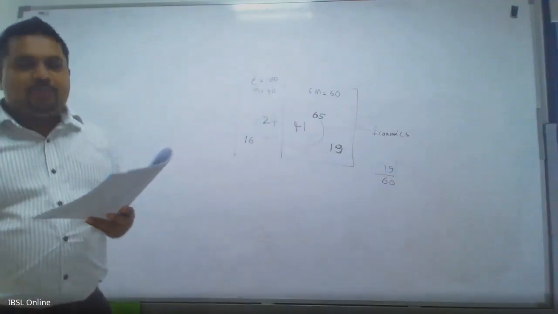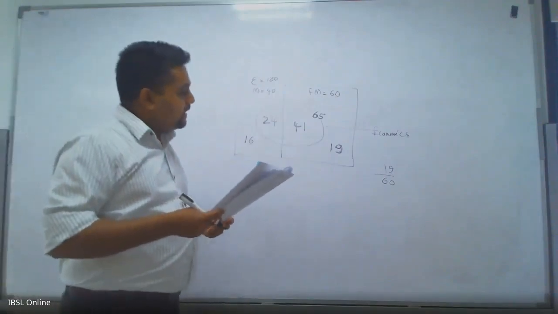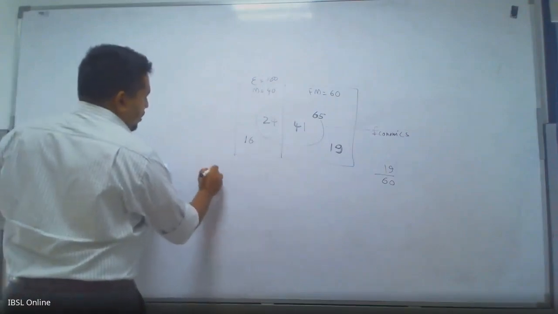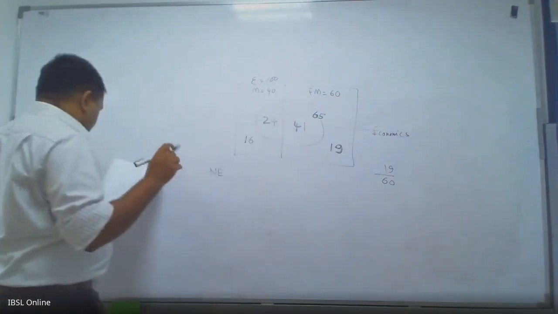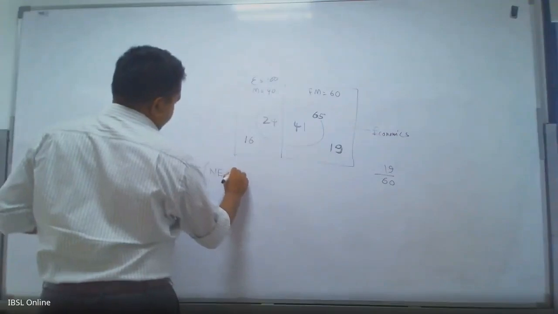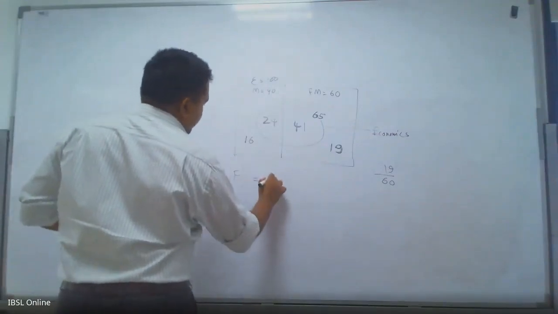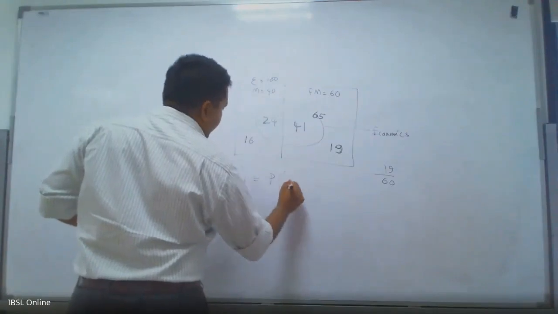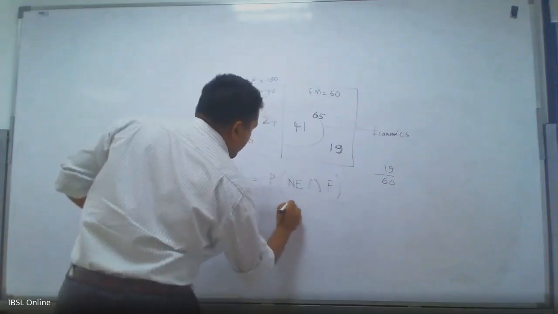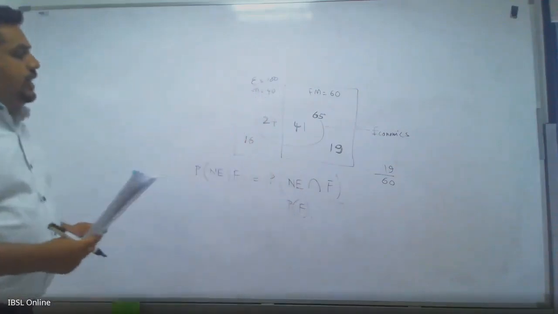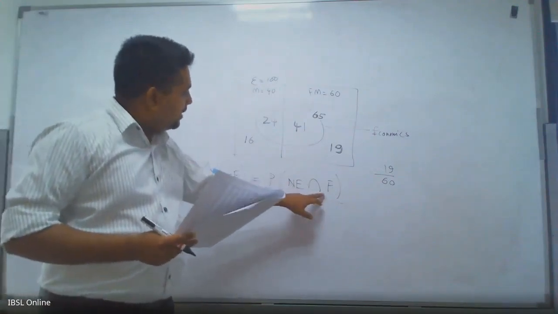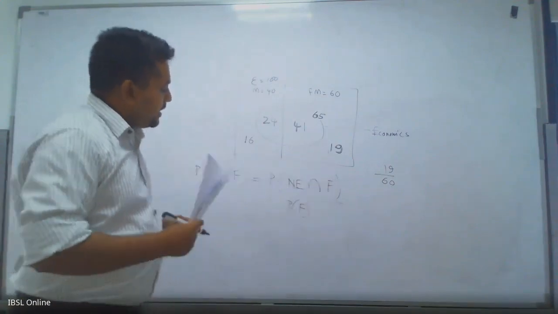But if you really want to look at the theory, what is being tested here is conditional probability. I will name this event, not doing economics, as NE. In that case, what is being asked here is the probability of not doing economics given female. You can take your time and denote this to come to a conclusion. Not doing economics and female, the number is 19.